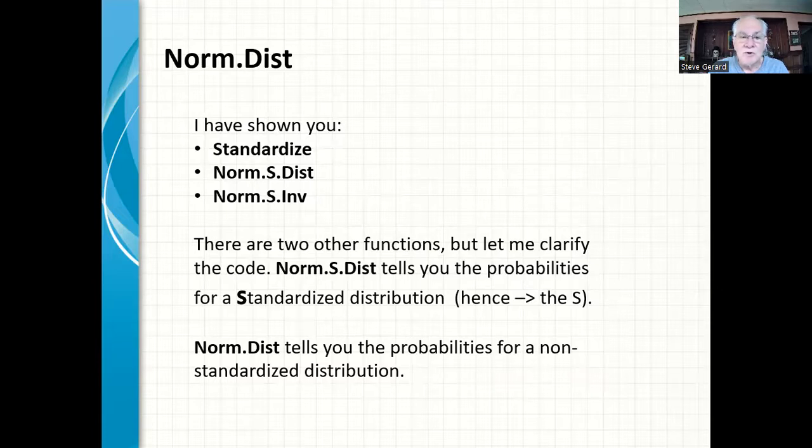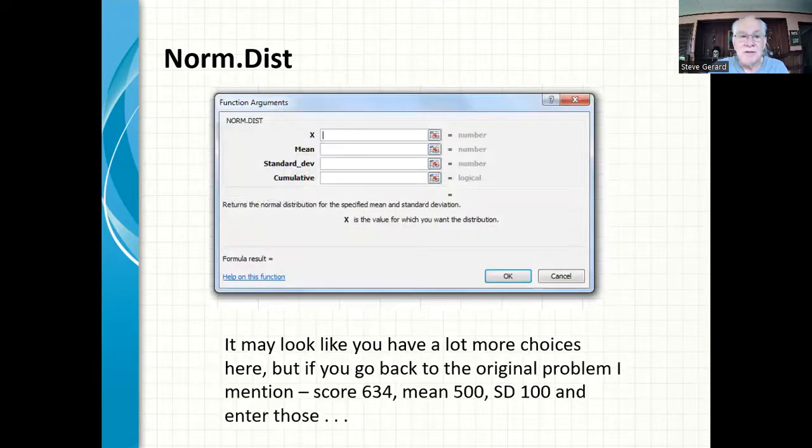We've worked with the norm.s.dist and norm.s.inv. Let me just show you the norm.dist function. Now this one is used with raw scores again. So what happens here is you put in your raw score here at the x, you put in the mean of that raw score, you put the standard deviation, and you tell it whether you want cumulative or point probabilities.